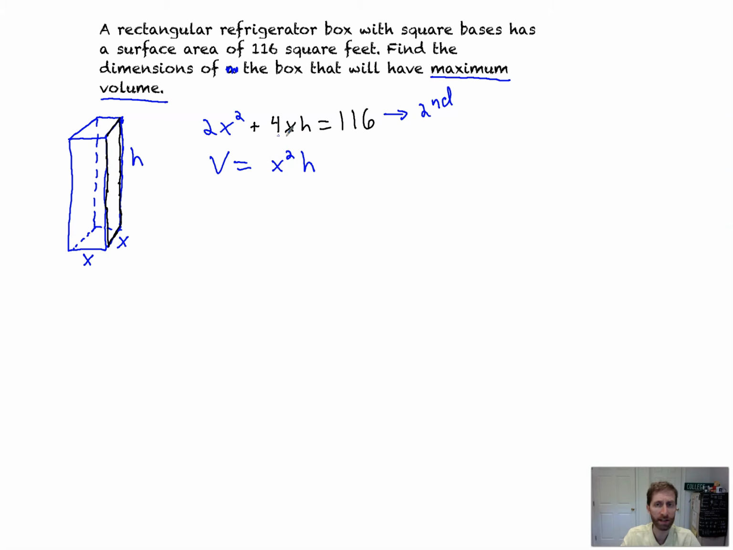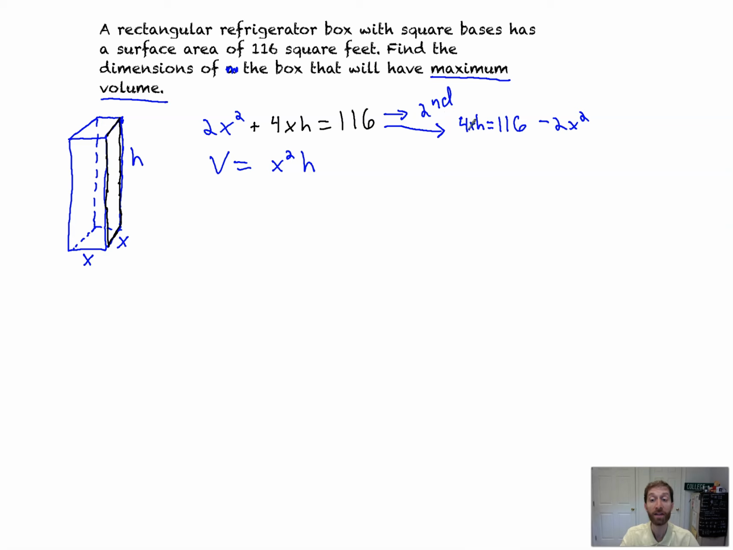Do we solve the secondary equation for x, or do we solve it for h? They're both not looking good, but look in the volume equation. H will be easier to plug into because we don't have to square it like we do x. Therefore, solving for h is the way to go. So I'll solve this equation for h. I'll take that out over here. To do that, I'm going to take 2x squared and subtract it from both sides. So 116 minus 2x squared would be equal to 4xh. Let me erase a little bit of that, just to give us some more room. And that would be 4xh.